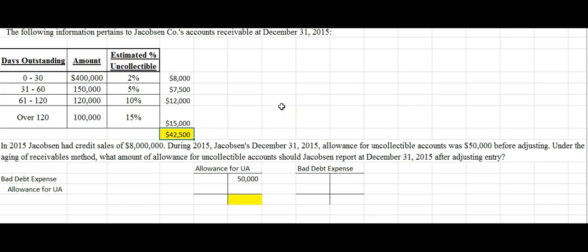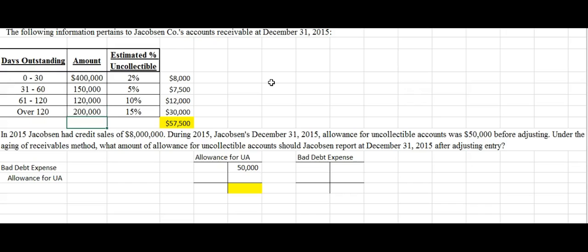Oh God, this is a horrible example because it's lower. Let me change this. I don't like this example. Let me change this to 200,000. See if I make it higher. 200,000. Okay, that's better. I don't want to complicate things for you. I want it to be higher. So my total reserve is going to be 57,500, right? So that's the number that I want down here.